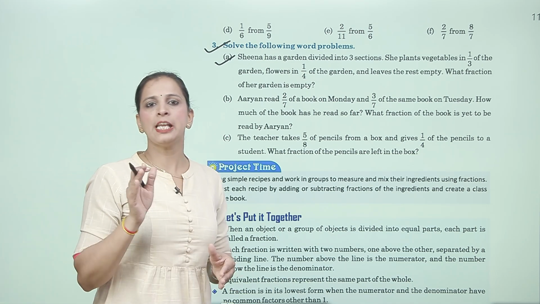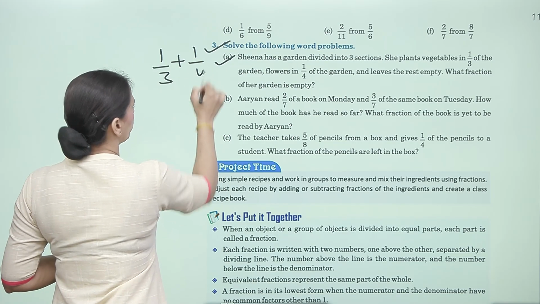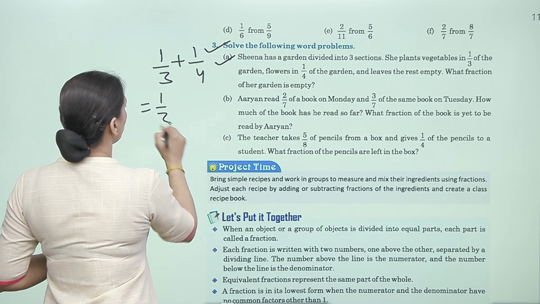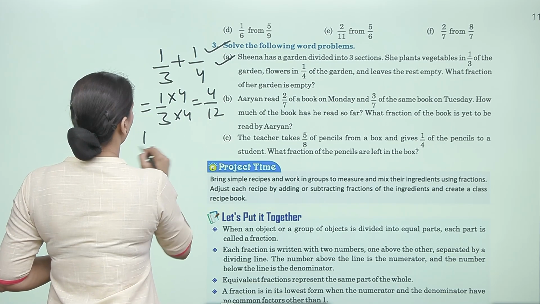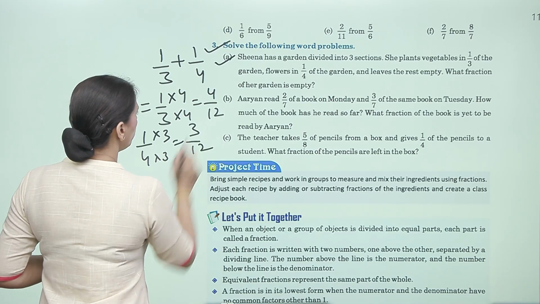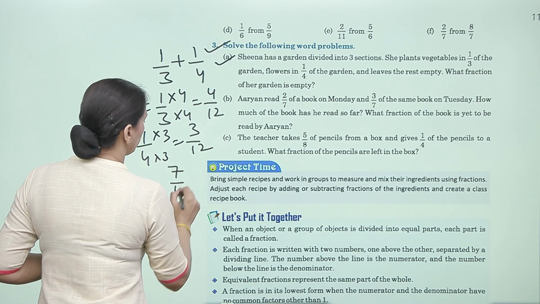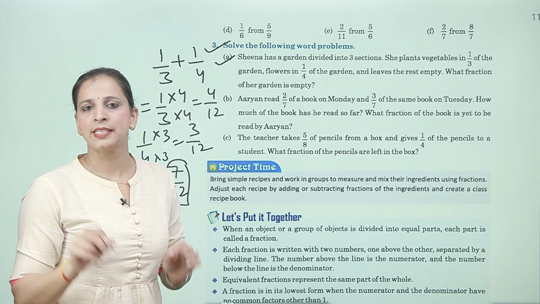Now, vegetables and flowers, that is 1/3 plus 1/4. So, 1/3 multiplied by 4 is equal to 4/12 and 1/4 multiplied by 3 becomes 3/12. Now, 3 plus 4 is 7/12. So 7/12 parts are planted with vegetables and flowers.